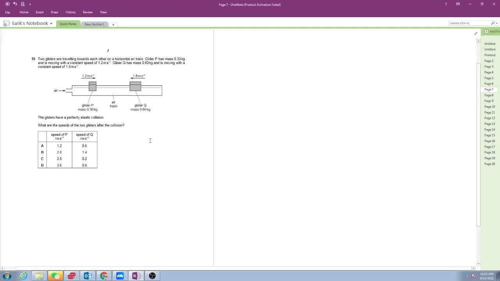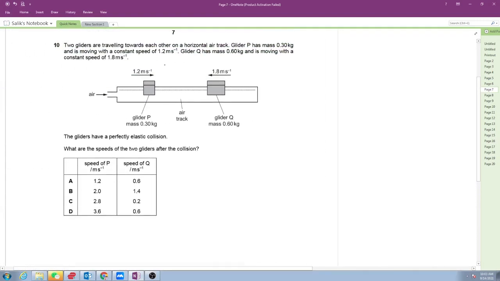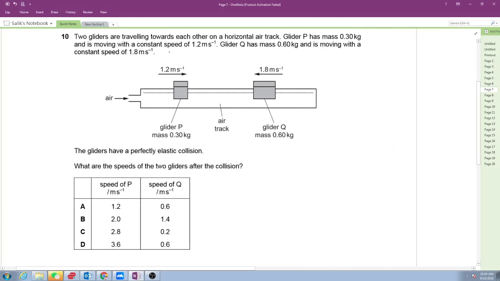Question number 10. Two gliders are traveling towards each other on a horizontal air track. Glider P has a mass of 0.30 and is moving with a constant speed of 1.2 meters per second. Glider Q has a mass, velocity and speed as given. The mass of P is 0.30. The data is given to us.